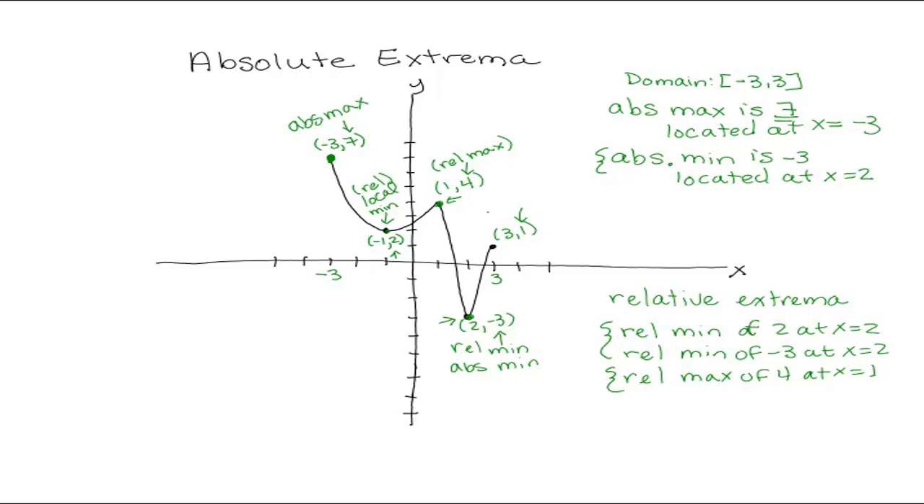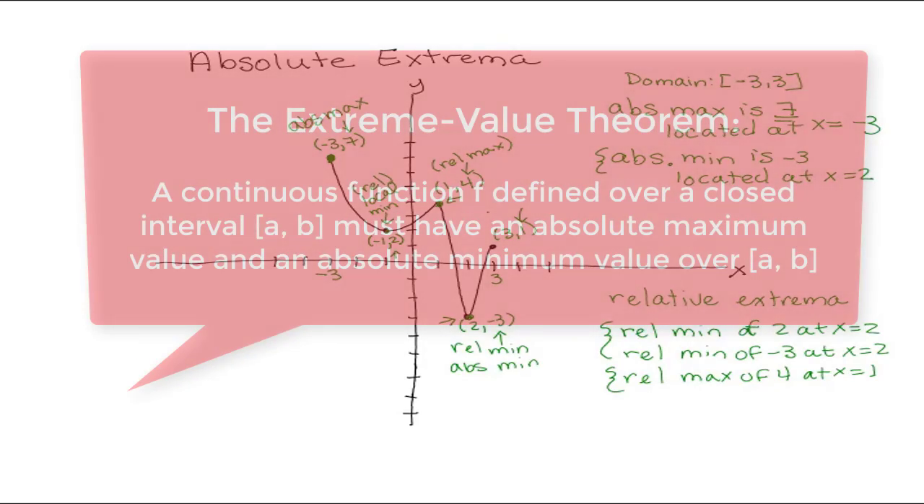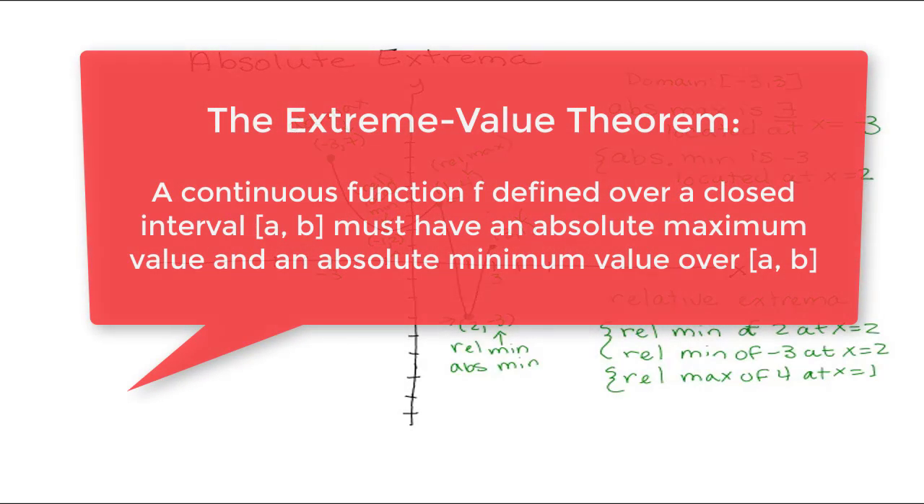Well, to do this, there's a few points I want to make before we start off. First, it's on something called the extreme value theorem. The extreme value theorem states that a continuous function f, if it's defined over a closed interval a, b, then it must have an absolute max value and an absolute minimum value over a, b.